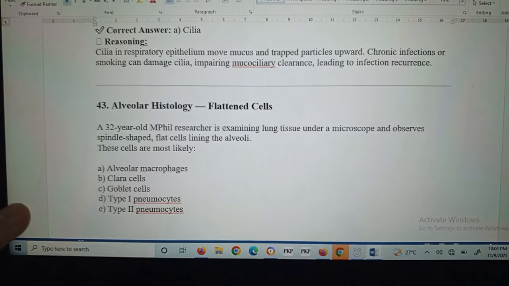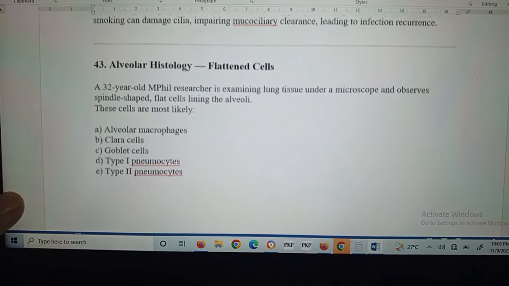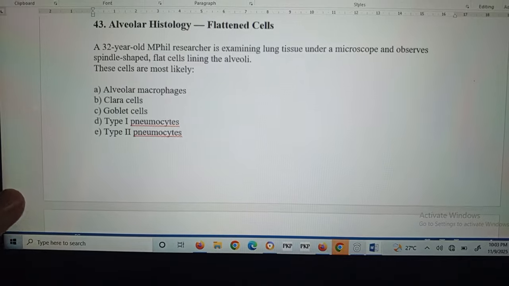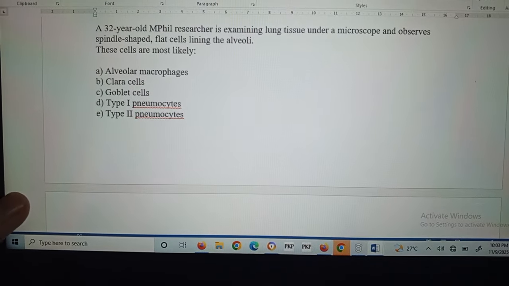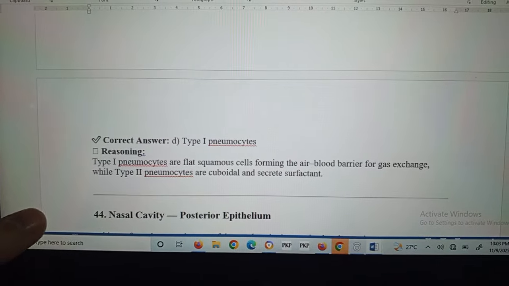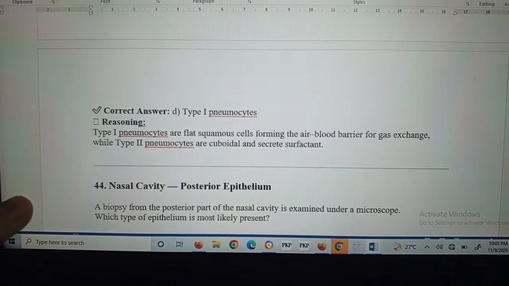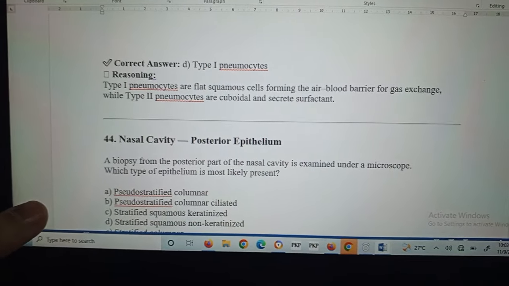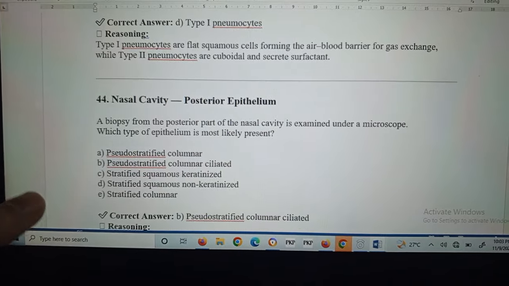Question number 43. Alveolar histology, flattened cells. A 32-year-old MPhil researcher is examining lung tissue under a microscope and observes spindle-shaped flat cells lining the alveoli. These cells are most likely type 1 pneumocytes. Type 1 pneumocytes are flat squamous cells forming the air-blood barrier for gaseous exchange, while type 2 pneumocytes are cuboidal and secrete surfactant.